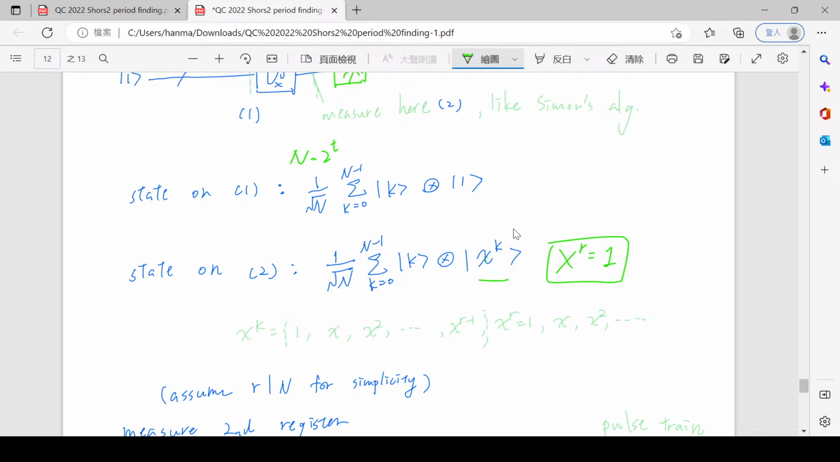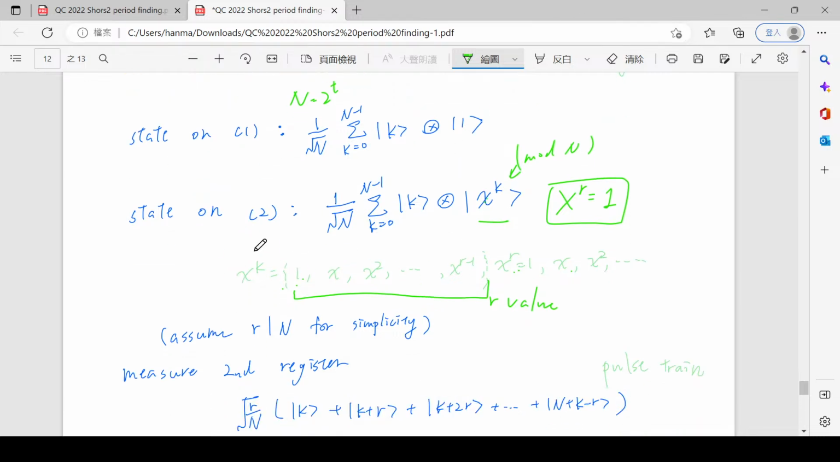And remember, everything here is modulo n. So x to the r equal to 1 just brings us back to this one, and then we have x squared, etc. So it's going to be cycling through those r different values. We only have those r values on this register. So that's the important part.